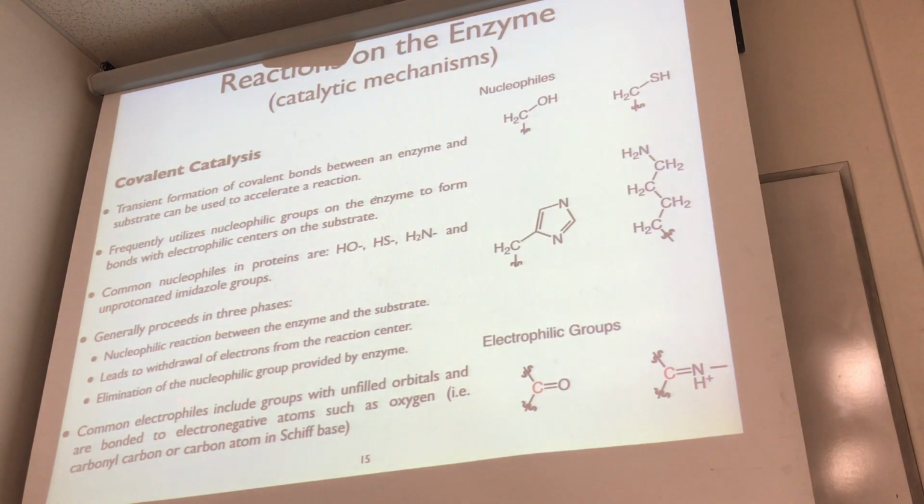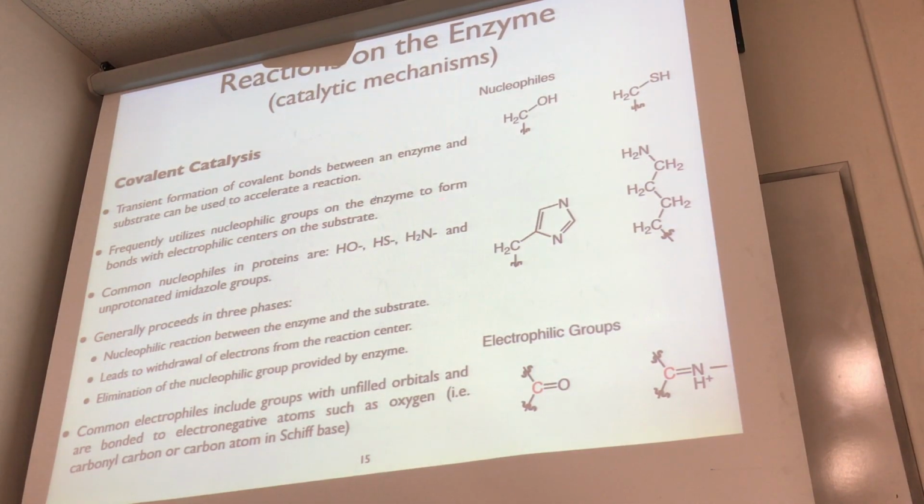We'll talk about examples of enzyme mechanisms and the transient formation of these covalent bonds. As I said, the enzyme can form these transient bonds as long as at the end the enzyme is regenerated. So over the course of the process, the enzyme may be changed, but in the end, the enzyme has to be regenerated. Otherwise, it's not a catalytic process. It's not an enzyme.